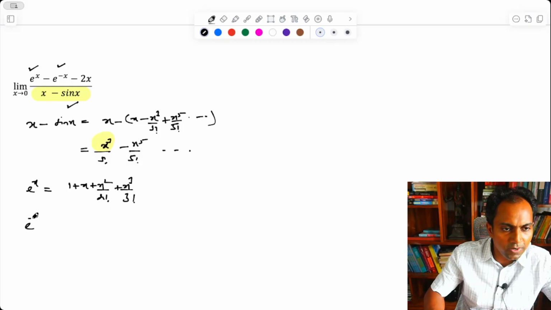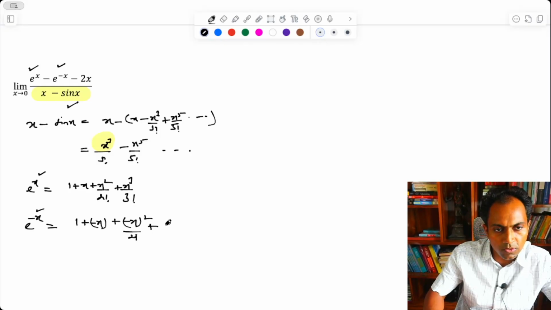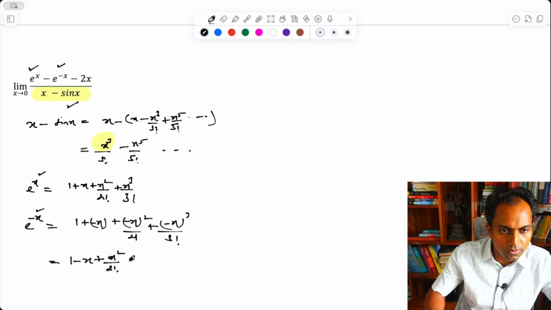Similar thing I can do for e raised to the power minus x. So what I will do, in order to get this expansion, I will replace x by minus x. So in place of x, I have written minus x. In place of x, I have again written minus x. And in the third term also, in place of x, I have written minus x. If you do it so, this becomes 1 minus x plus x square by 2 factorial minus x cube by 3 factorial. This is what we have done.